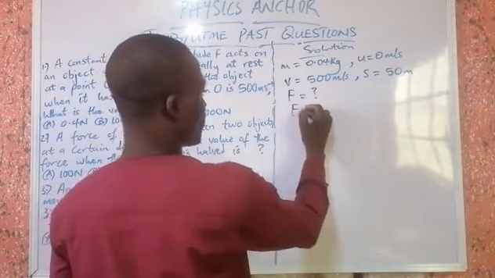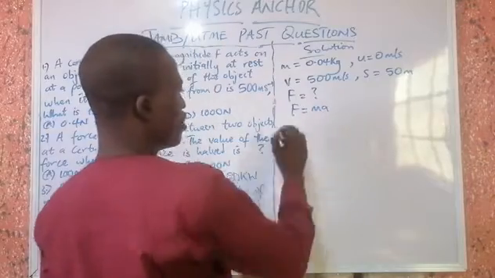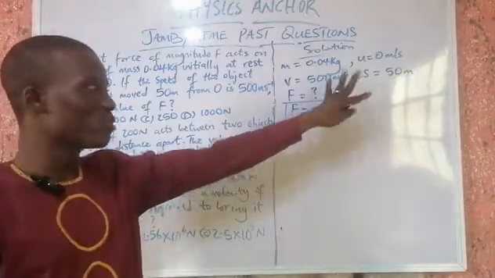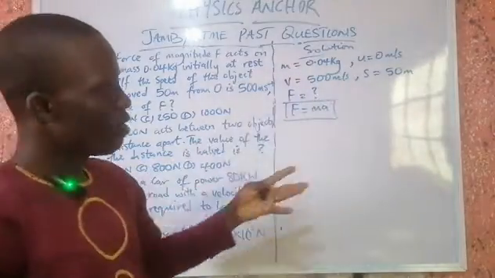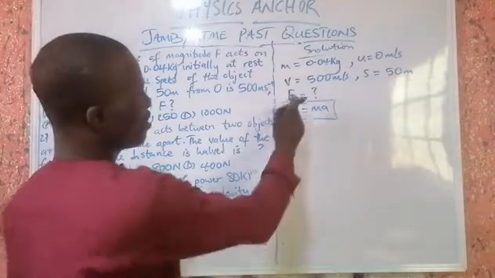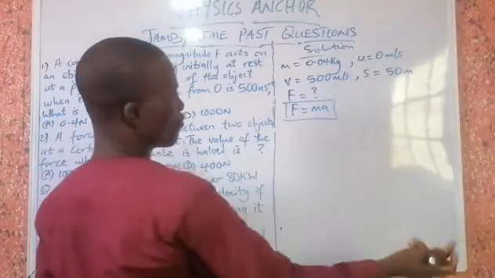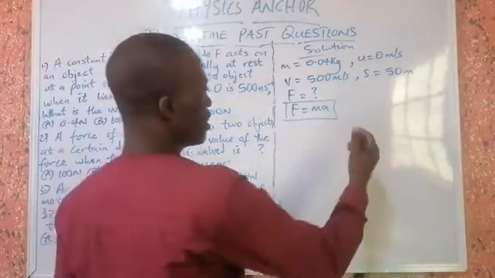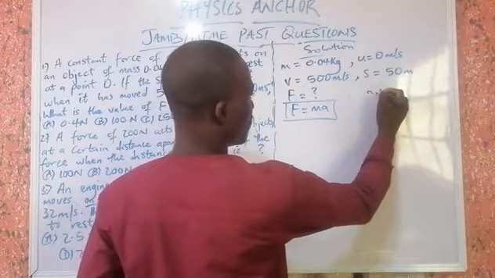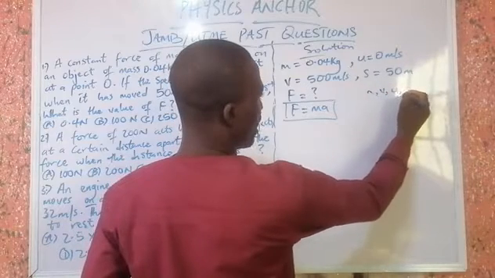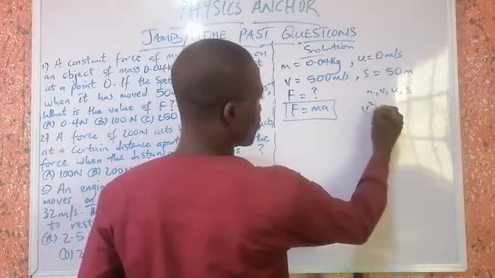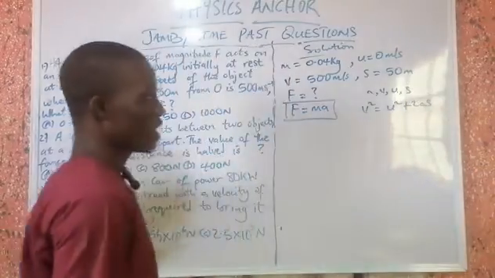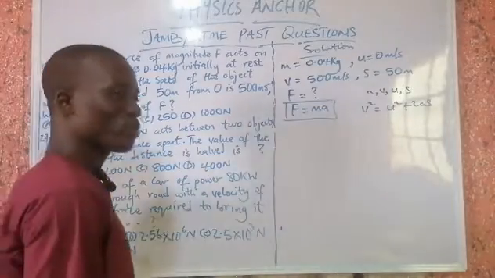We remember the formula F equals MA. This formula will be a very good one for us, but unfortunately we do not have acceleration in the parameters given. But by looking at V, S, U, we can actually find our acceleration. The formula combining A, V, U and S together is V square equals U square plus 2AS. So we can use this to get our A and then apply it to get our F.